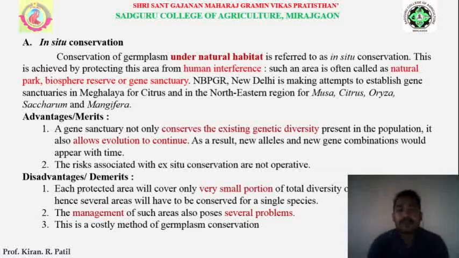It is achieved by protecting the area from human interference, and such areas are called natural parks, biosphere reserves or gene sanctuaries. The apex agency, NBPGR, the National Bureau of Plant Genetic Resources, situated at New Delhi, has made a successful attempt to establish gene sanctuaries in Meghalaya for citrus and in the northeast regions for Musa, then for citrus, Oryza, Saccharum and Mangifera. These are the different species whose germplasms are very well conserved under in situ conservation.